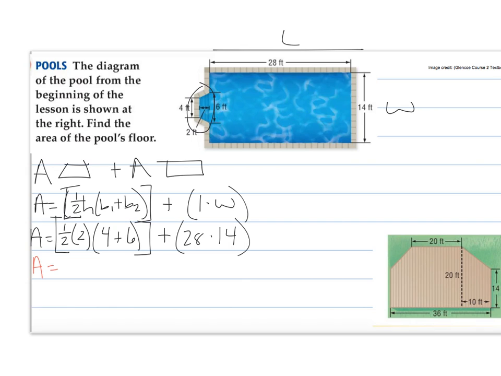So then I work this out. Half of 2 is just 1. So that cross cancels, and I just have 4 plus 6, which is 10, plus 28 times 14, which I believe is 392. So then I add those together, and I have an area of 402 square feet.